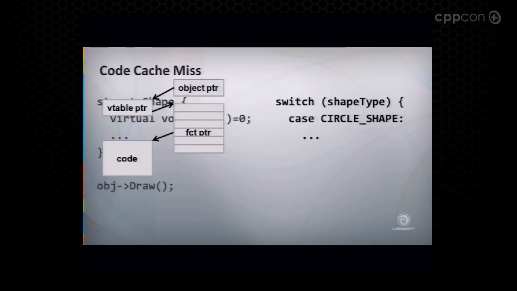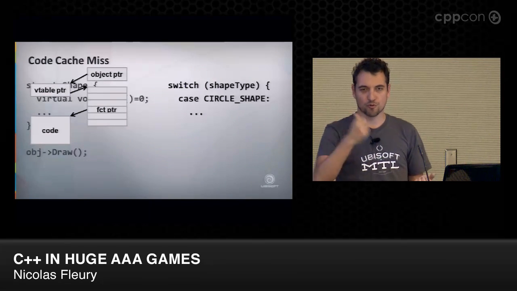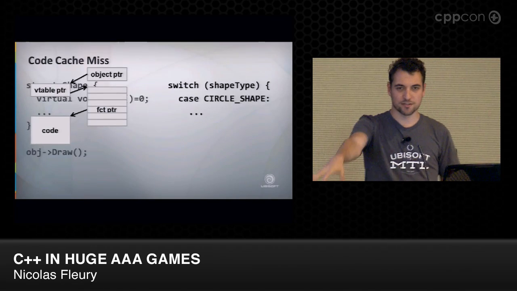The object pointer will be dereferenced, probably to get the first 8 bytes of your object to get the vtable pointer. You might have a cache miss, but maybe it's not such a big deal because probably the draw function will access members in the same cache line. Then it needs to access the table itself.